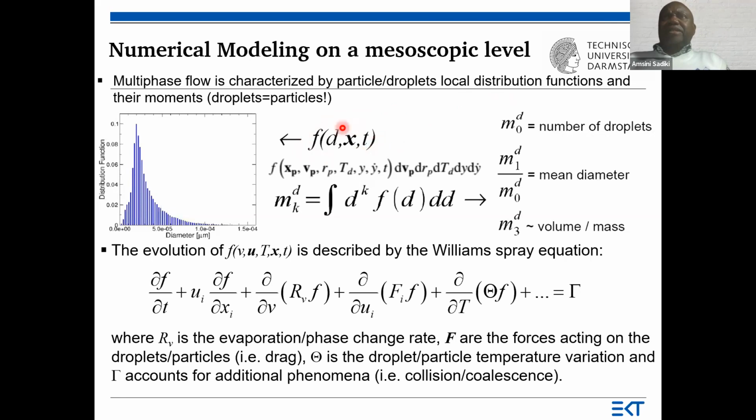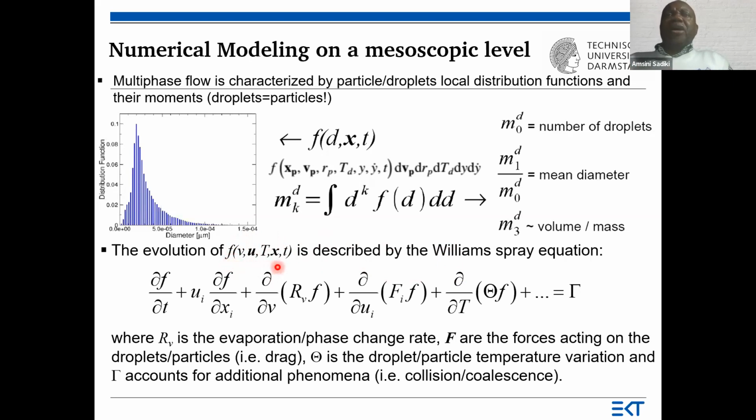To get this function, William developed an equation. This equation, Williams' spray equation, is similar to the Boltzmann equation. I hope you know this equation. The Boltzmann equation specialized to spray gives us the Williams spray equation. This equation describes the evolution of this distribution function.